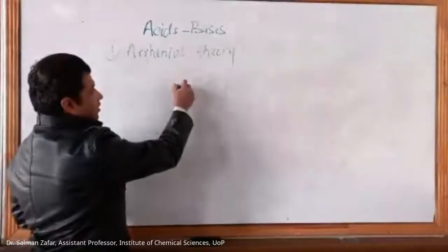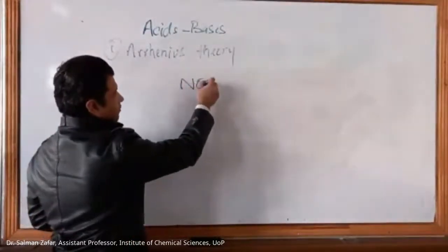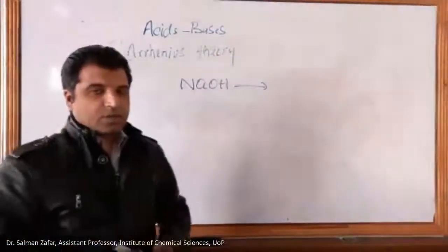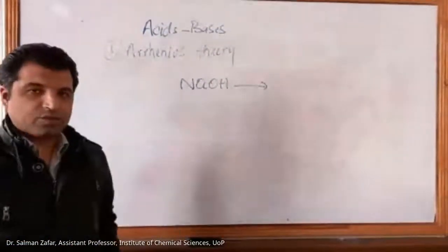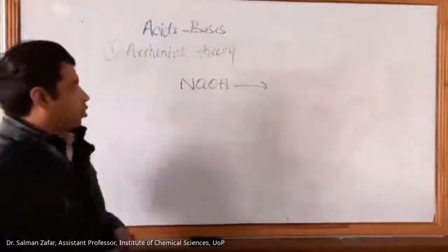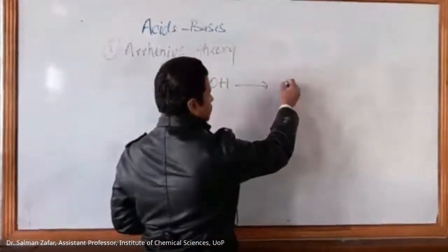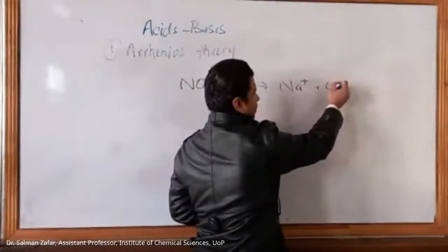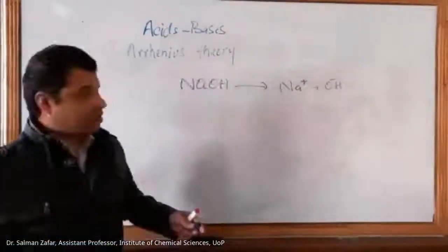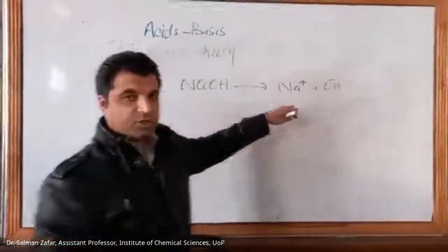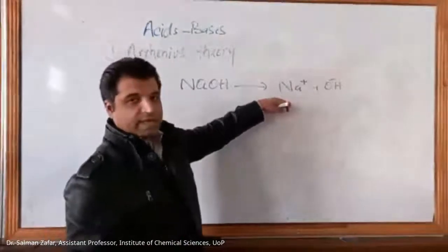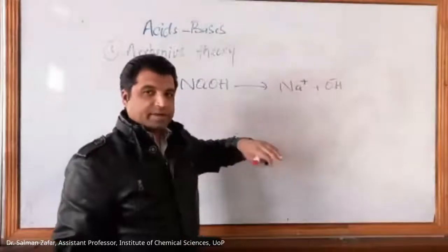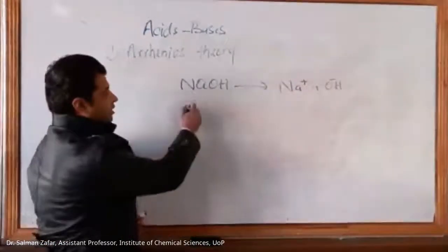So a very common example of a base is that of sodium hydroxide. Sodium hydroxide in aqueous solution, or when you put this molecule in water, it dissociates into sodium ions and hydroxyl ions. So hydroxyl ions are liberated into the aqueous solution along with the cation of sodium that we have here, and that is why Arrhenius classified sodium hydroxide as a base.